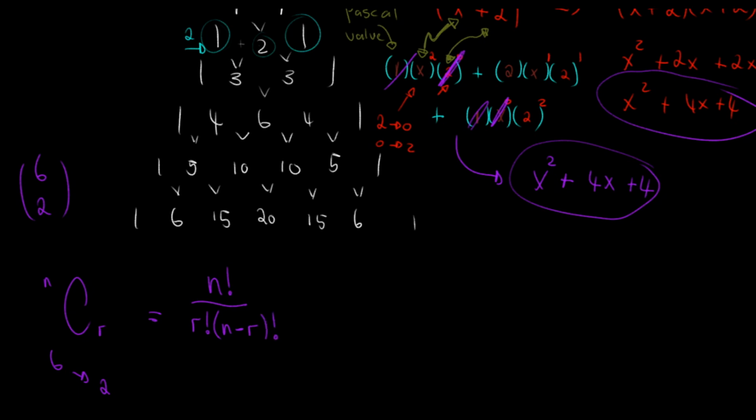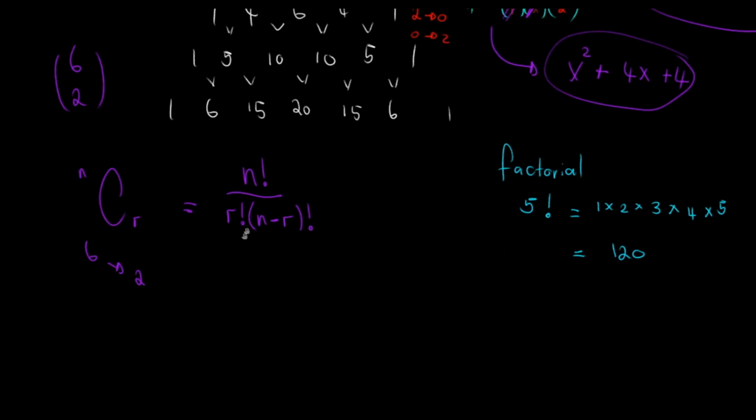So what exactly is a factorial? There are many things we need to keep in mind. Factorial means if I have 5 factorial, with this exclamation mark, this is 1 times 2 times 3 times 4 times 5, which is equal to 120. Now, how do we use this in our combinations? Well, let's go a bit down.